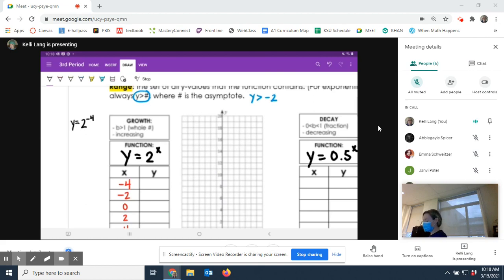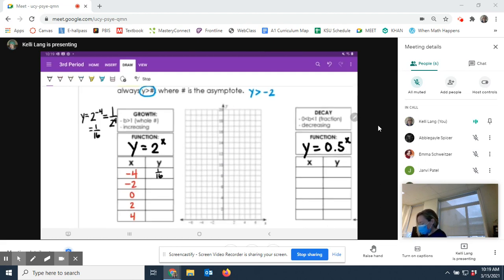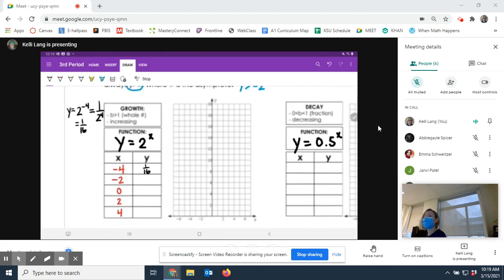So you can plug these into a calculator or you can calculate them by hand. I'm going to calculate them by hand. So 2 to the negative 4, does everybody remember what a negative exponent does to a base? It moves it to the other side of the fraction. Remember that from 2 weeks ago? So that's going to push it down to the bottom. And when that happens, the 4 becomes positive. So we end up with 1 over 2 to the 4th. Well, 2 to the 4th is just 2 times 2 times 2 times 2, which is 16. So we get 1 over 16. So when our x value is negative 4, our y value is 1/16.